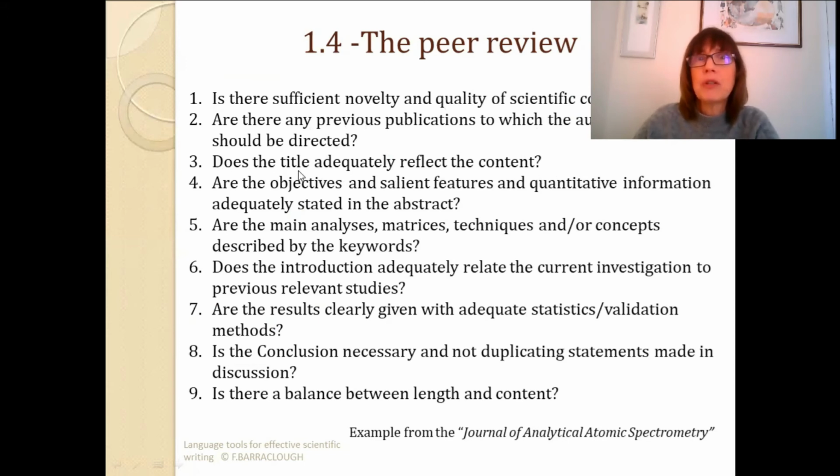Okay, as I said here, we want to try to go for short titles, so it might be quite difficult to reach some compromise, but we should bear that in mind. 4, are the objectives and salient features and quantitative information adequately stated in the abstract? Often this depends very much on the journal you are publishing in, because some journals require the abstract to be like a mini paper, even with mini subheadings. So that depends a great deal on where you want to publish.